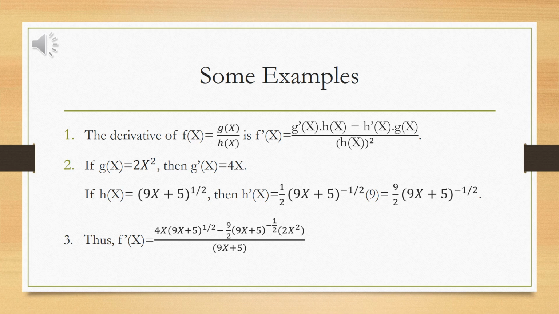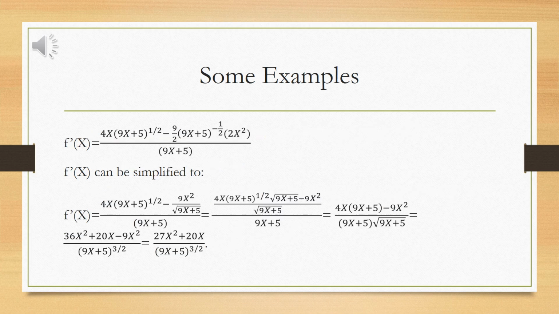If g of x is 2x squared, then g prime of x is 4x. If h of x is 9x plus 5 to the half, then h prime of x equals half times 9x plus 5 to the minus half times 9, which is 9 over 2 times 9x plus 5 to the minus 1 over 2. Thus, f prime of x equals 4x times 9x plus 5 to the half minus 9 over 2 times 9x plus 5 to the minus half times 2x squared, all of it over 9x plus 5.